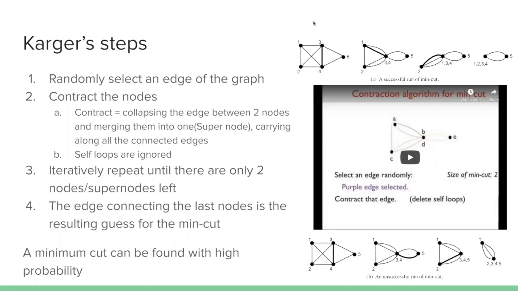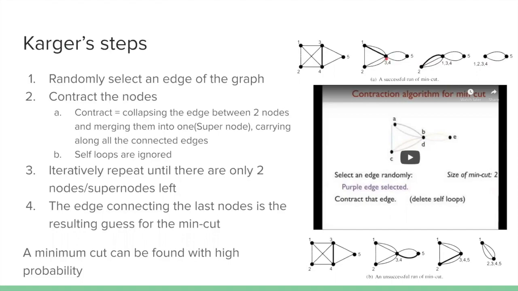Okay, so now observing how the algorithm works, the input would be an undirected graph and the output would be the number of minimum cuts or the edges of the minimum cuts found. So we'll start off by randomly selecting an edge of the graph. If we were to use this example here on the right, we could randomly search and get 3 and 4 possibly. So step 2, we'll contract the nodes, which means to collapse the edge between the two nodes. So 3 and 4 would now be merged into one supernode, carrying along all the connections between the subset nodes. And any self loops that would be created in this transition would be ignored. So now 3 and 4 are one node.